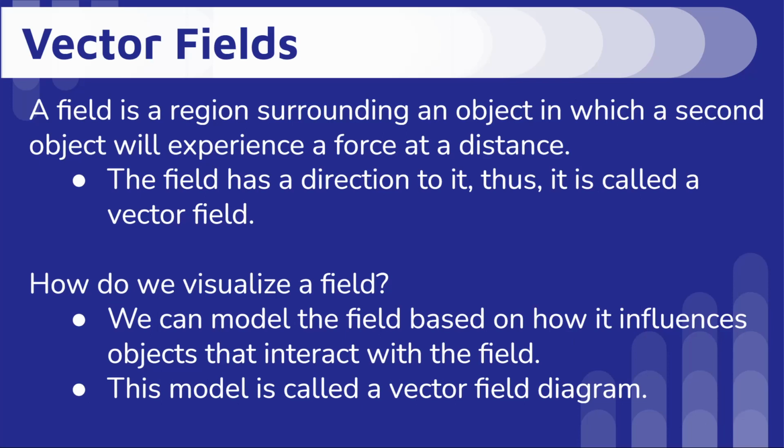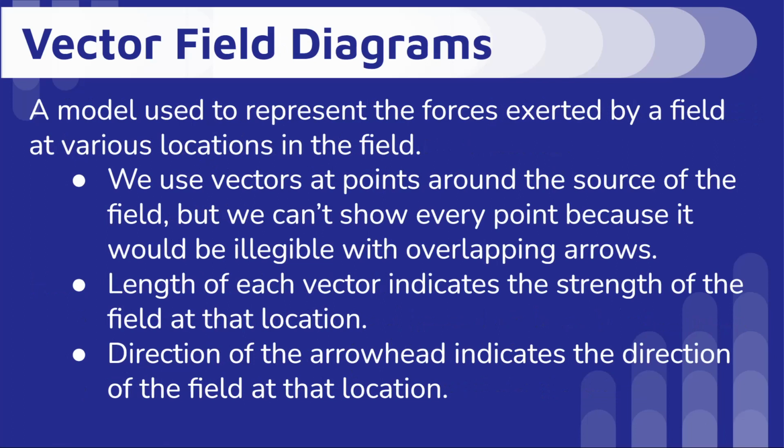So how do we visualize a field? Because obviously we can't see it in the real world, but we can model it, and we can model the field based on how it influences objects that interact with it. Okay, so we can look at how it affects other things, and the model is called a vector field diagram. So we're going to start our discussion of vector fields by talking about our vector field diagrams.